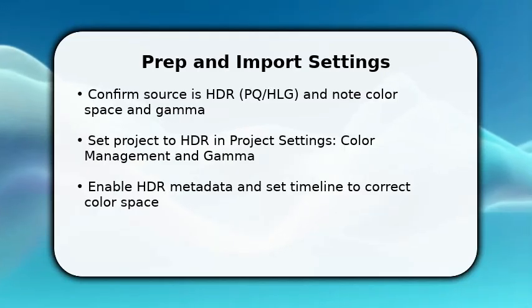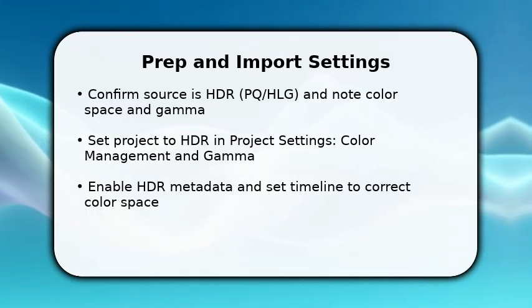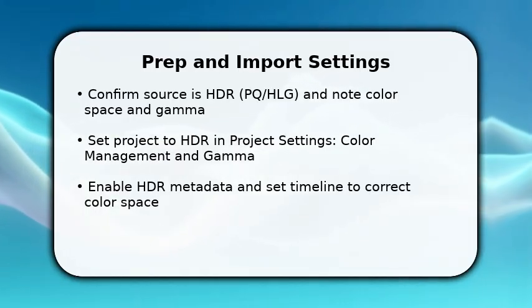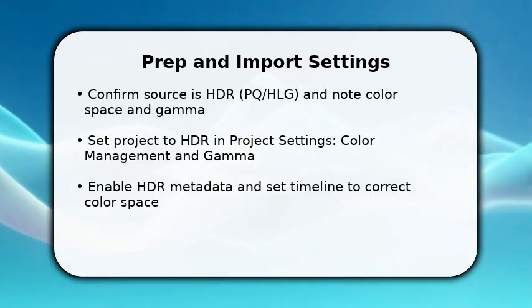You start by confirming the clip's HDR format, PQ or HLG, and noting its color space and gamma so Resolve can interpret it correctly. Open Project Settings, go to Color Management, and switch to HDR-compatible settings. Set Timeline Color Space to match the source.